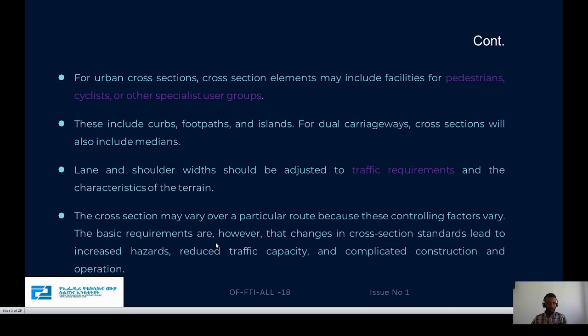Urban cross-section elements may include facilities for pedestrians, bicycles, and other special user groups, for example motorcyclists, incorporated in the urban cross-section. The curbs, footpaths, and islands are also included in the cross-section. Also included is the median, for double carriageways separated by a median structure. So the median is also one of the parts of the cross-section.